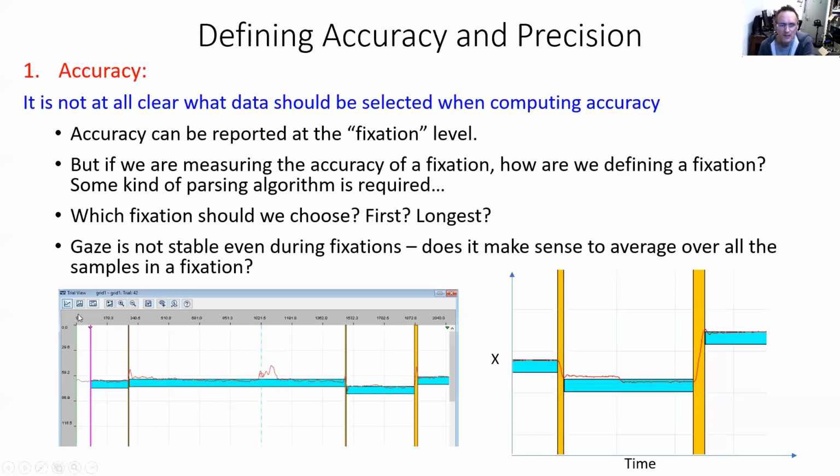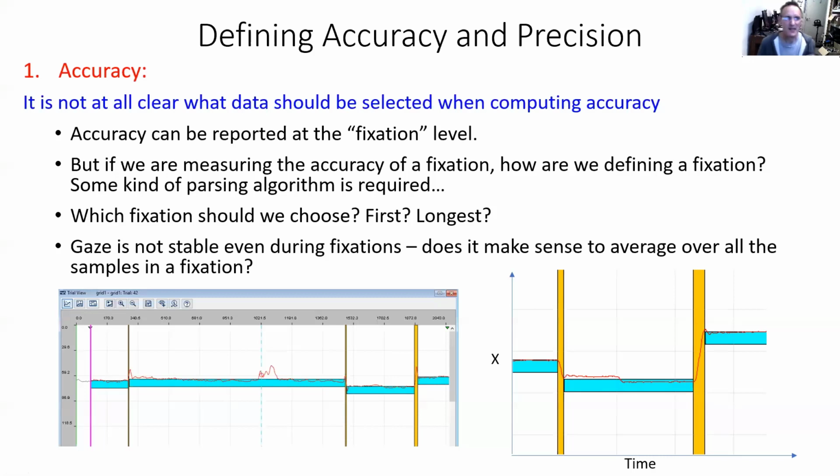And we know that gaze isn't stable during fixation. So here you can see there's a kind of partial blink artifact. In this fixation, which is very common, you can see a microsaccade. So if we're talking about the accuracy of a fixation, we're averaging over the location of all of the samples in that fixation, we're kind of averaging 2 different fixations here. This one and this one. There's a tiny little microsaccade in between. It's not big enough to be detected.